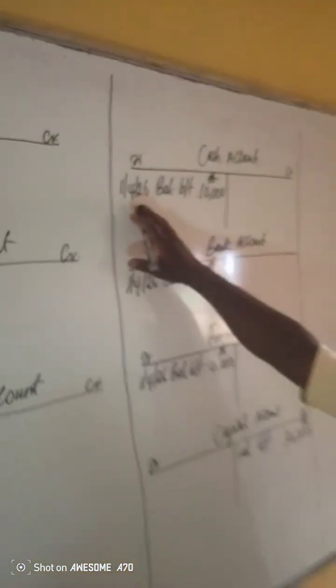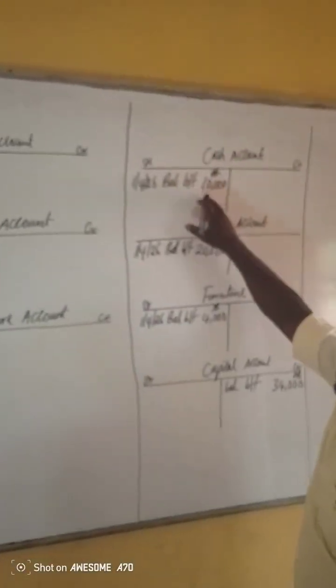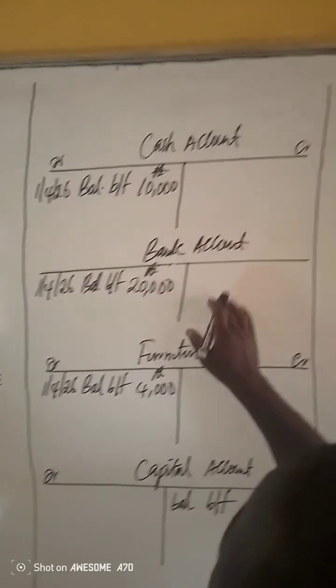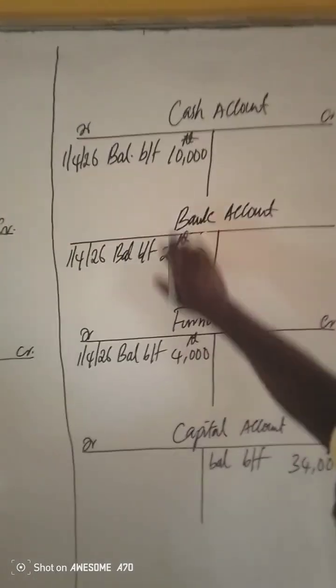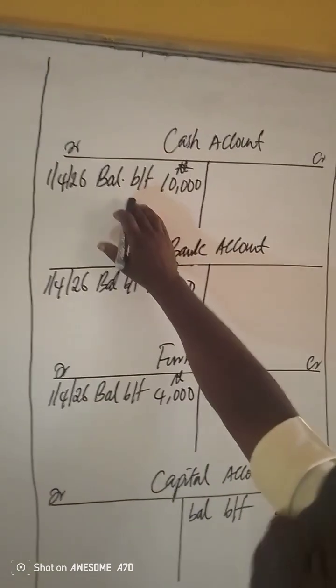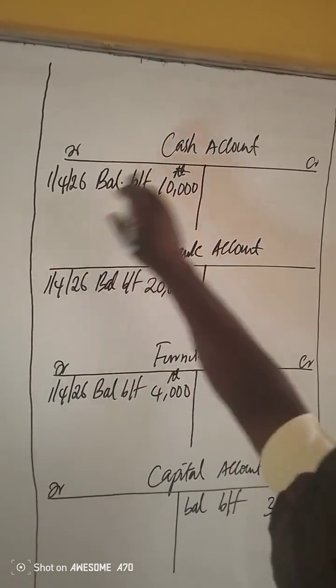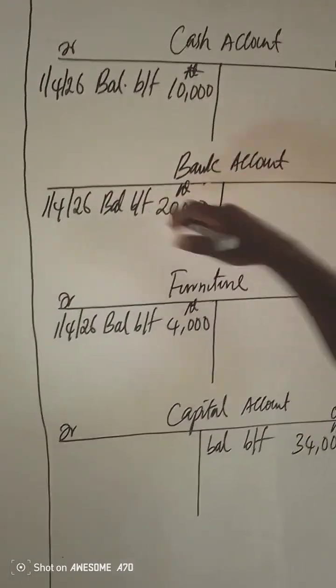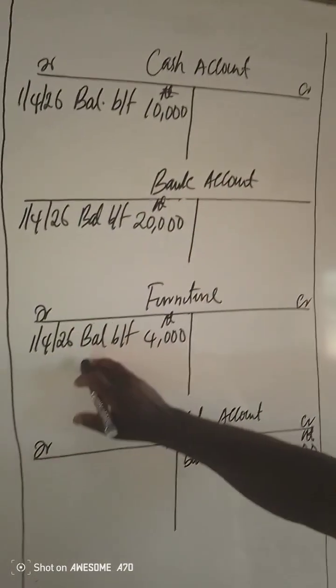So in this case, if you want to post the balances in the ledger account, you quickly come and say, in the cash account, cash has a balance brought forward of 10,000. Bank has a balance brought forward of 20,000. All will be on the debit side because all assets brought forward are debited. Cash is an asset brought forward to be debited. Bank is an asset brought forward to be debited. Furniture also is an asset brought forward to be debited.